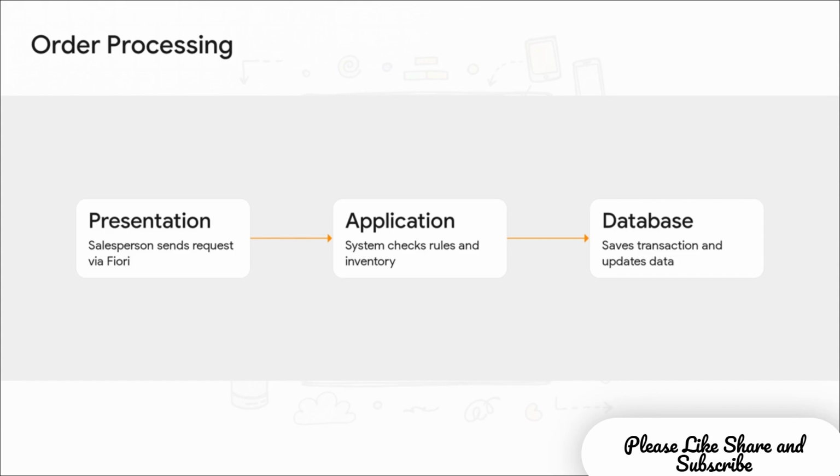Step 2. The application layer immediately checks that the customer has credit, if the laptop is actually in the warehouse, and calculates the tax. Step 3. Once validated, SAP saves the transaction in the database layer. Instantly, inventory drops by 1, finance gets an accounting entry, and logistics gets a packing slip. Boom! One single action cascaded into multiple connected processes across the entire business, all in a matter of milliseconds.